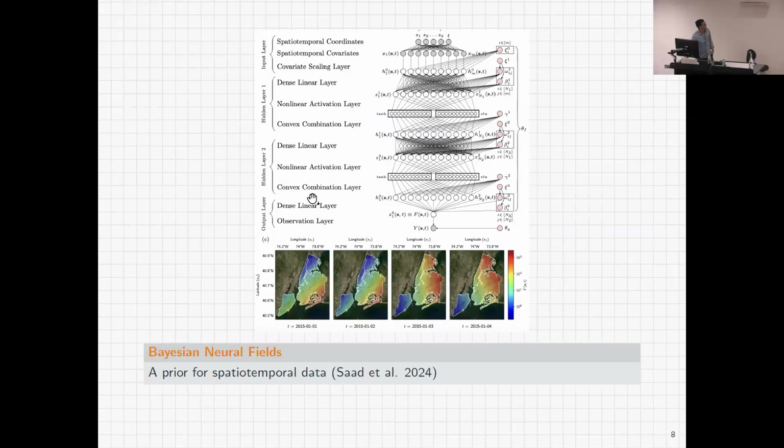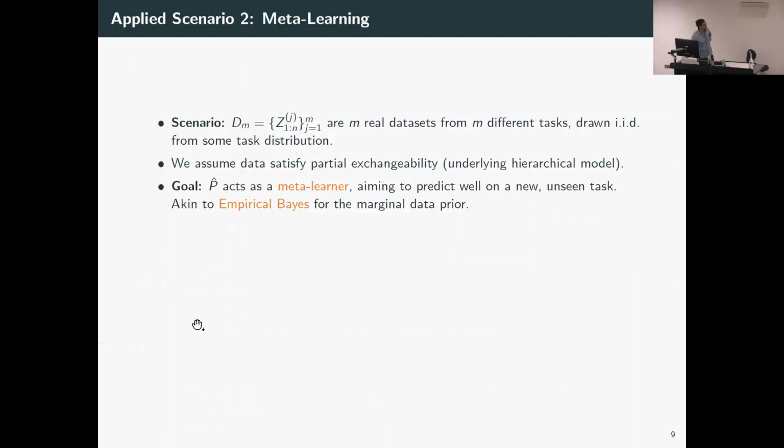Here is an example that is a bit more complicated than a hierarchical Gaussian process. This is a paper from Google DeepMind, where they produce a method based on Bayesian neural networks that has state-of-the-art performance in a range of spatiotemporal prediction tasks. The method is really just defining a prior that you can simulate easily, but for which doing posterior inference is quite difficult.